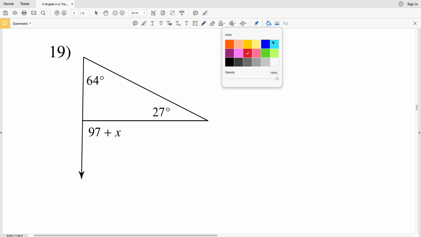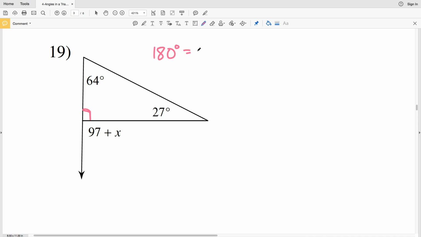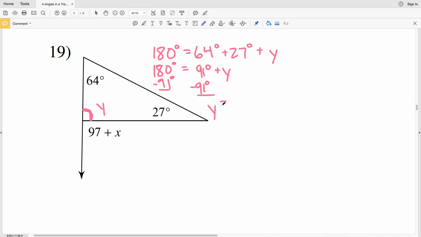For number 19, in order to solve for x, I first have to solve for this angle. So I know that 180 degrees equals 64 degrees plus 27 degrees plus this angle, let's call that y. So 180 equals 64 plus 27 plus y, which is 91 degrees plus y. Subtracting 91 degrees from both sides, I get that y is equal to 89 degrees.